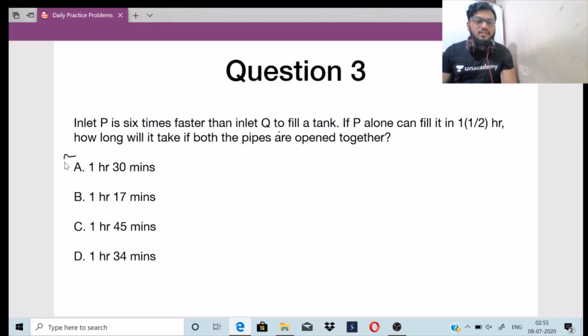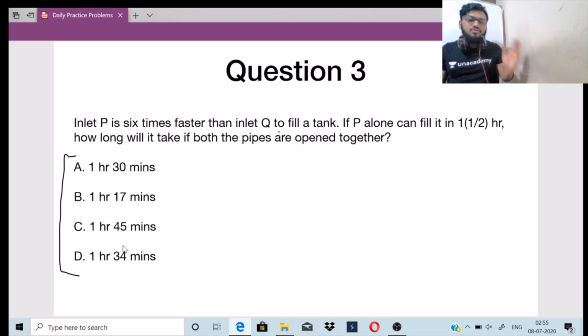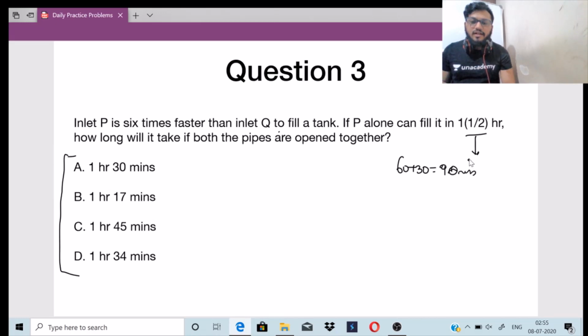Okay, so here the options are given in hours and minutes. They have specified in hours and minutes, so you can either solve the whole question in minutes, then convert it to hours, or directly substitute in hours and then finally give the right answer. So here I will convert this into minutes. 1.5 hours is 60 plus 30, which is 90 minutes, right? This is the efficiency of P, and you know that efficiency of P is 6 times faster than efficiency of Q, right?